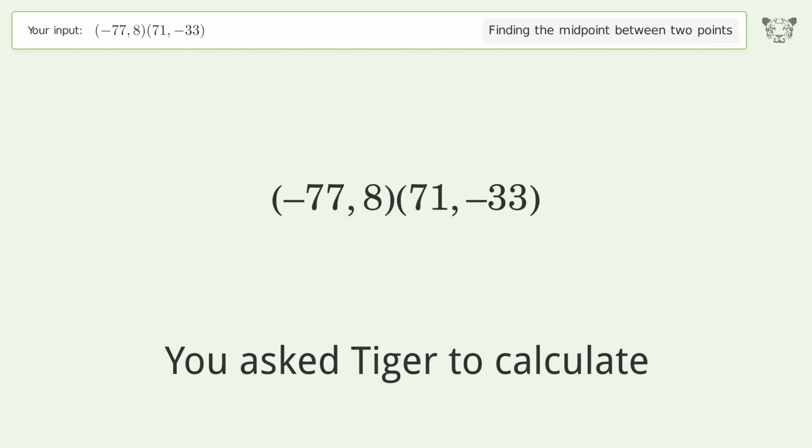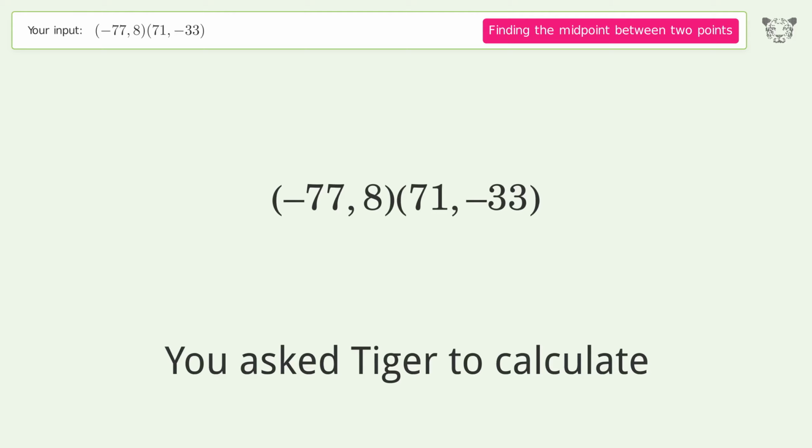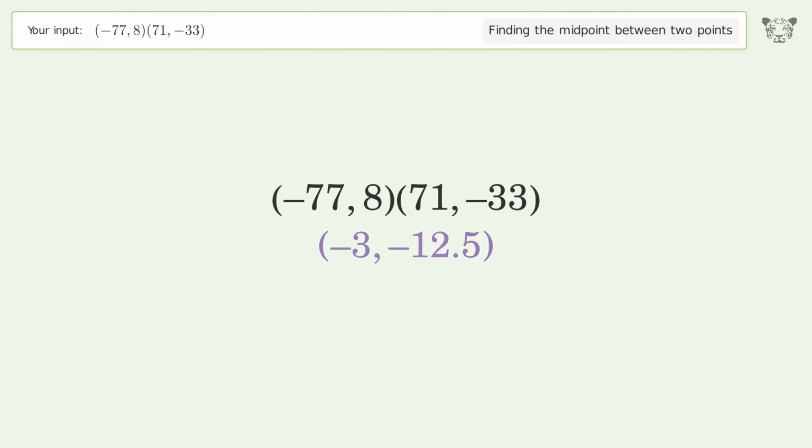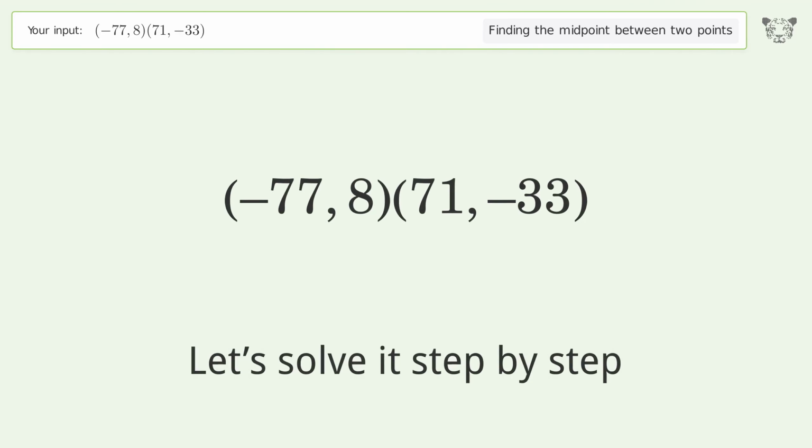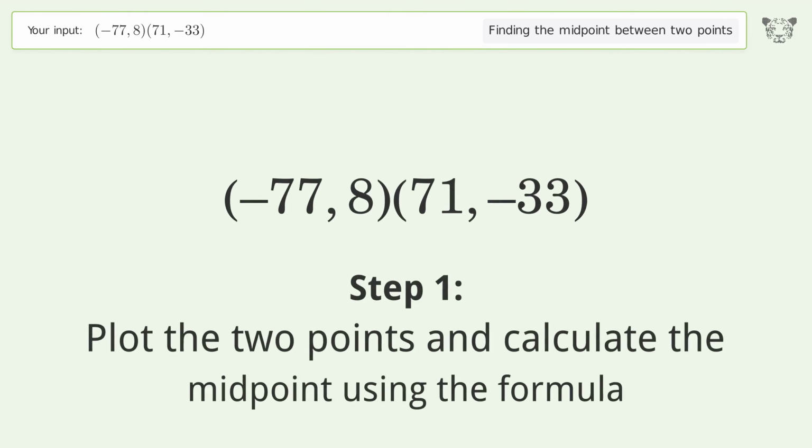You ask Tiger to calculate. This deals with finding the midpoint between 2 points. The midpoint between the 2 points is -3, -12.5. Let's solve it step by step. Plot the 2 points and calculate the midpoint using the formula.